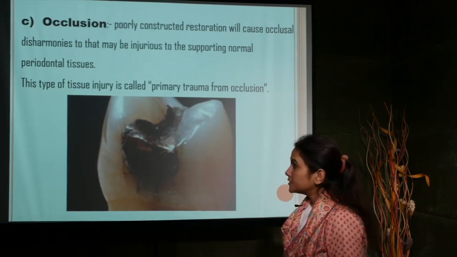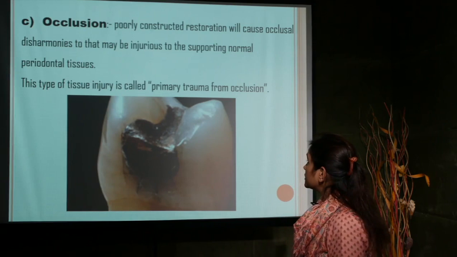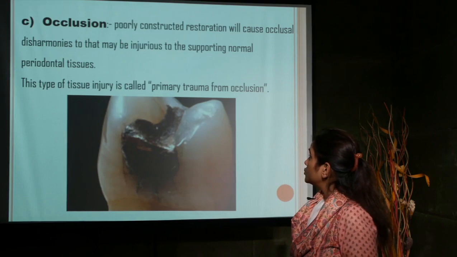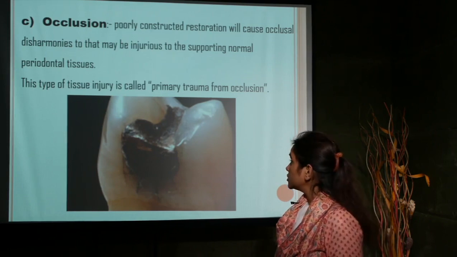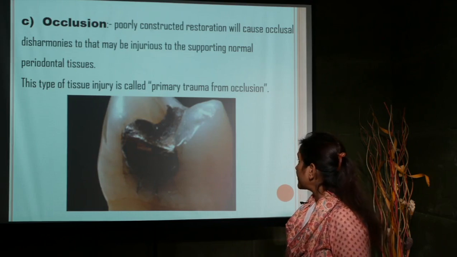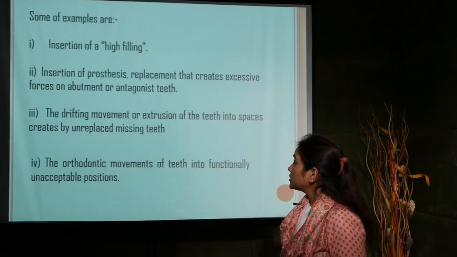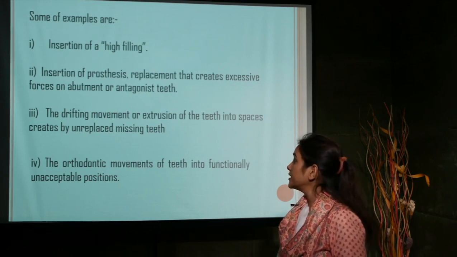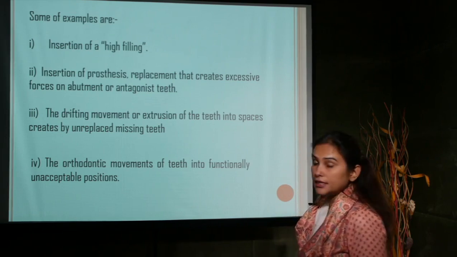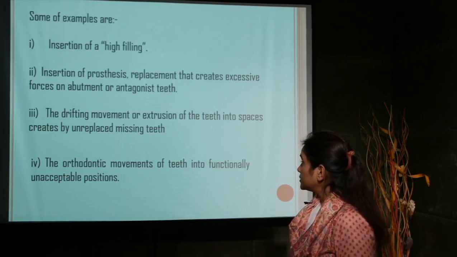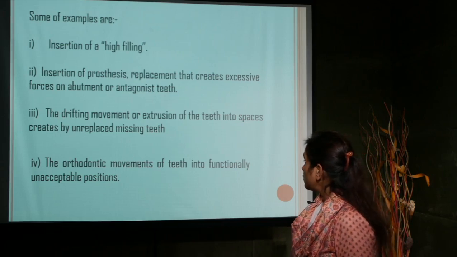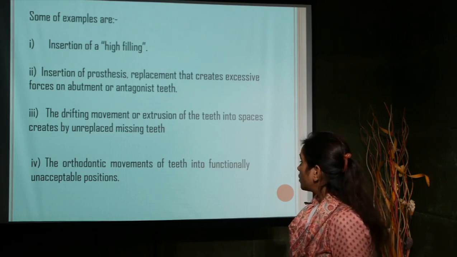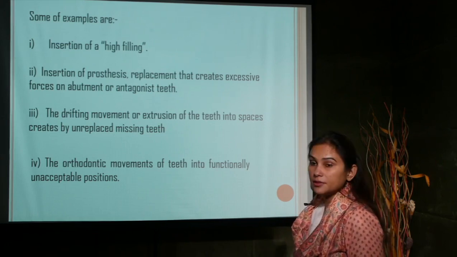Now, coming to the third factor, occlusion. Poorly constructed restorations will cause occlusal disharmonies that may be injurious to normal supporting periodontal tissues. This type of tissue injury is called primary trauma from occlusion. Some examples of these iatrogenic factors are insertion of a high filling, if any high points are there; insertion of a prosthesis or replacement that creates excessive forces on abutment or antagonist teeth; drifting movement or extrusion of teeth into spaces created by unreplaced missing teeth; and orthodontic movements of teeth into functionally unacceptable positions.